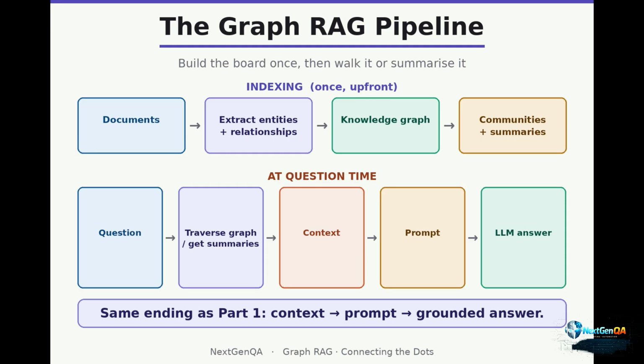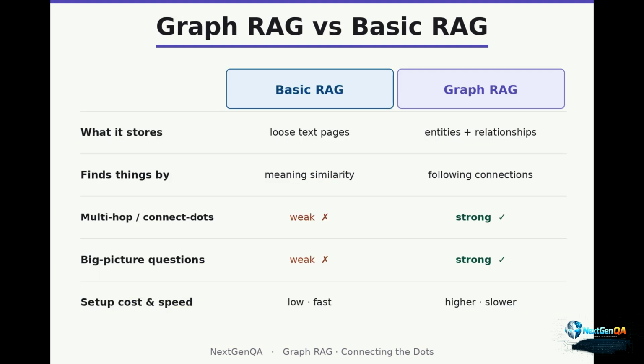Now, let us put it side by side with basic RAG so the difference is unmistakable. GraphRAG versus basic RAG. Let us compare them across 5 simple rows. What it stores. Basic RAG stores loose text pages. GraphRAG stores entities and the relationships between them, cards and strings. How it finds things. Basic RAG finds pages by meaning similarity. GraphRAG finds answers by following connections.